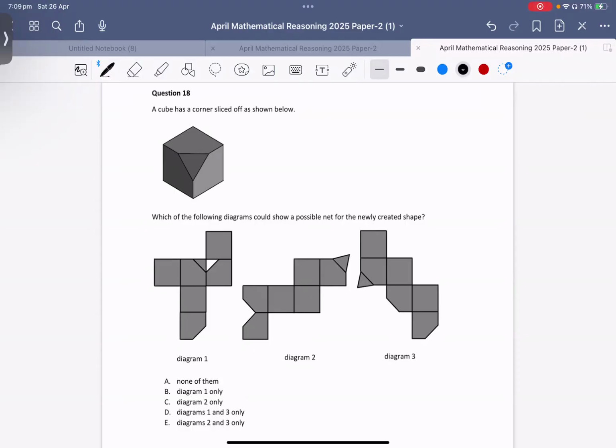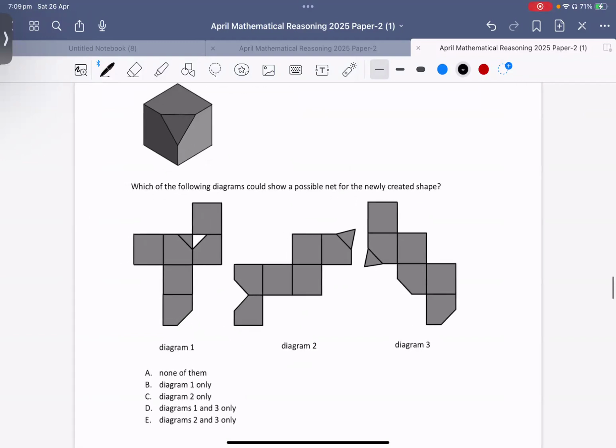So, it says a cube has a corner that's been sliced off, and which of the following diagrams could show a possible net for creating the new shape? So, let's have a look at each diagram one at a time. If you guys have a look at diagram 1, can we see that this triangle here doesn't actually exist in diagram 1? Whereas if you look at diagram 2 and 3, we can actually see the net of that triangle. This one here isn't going to fill in the shape, is it? It's not big enough.